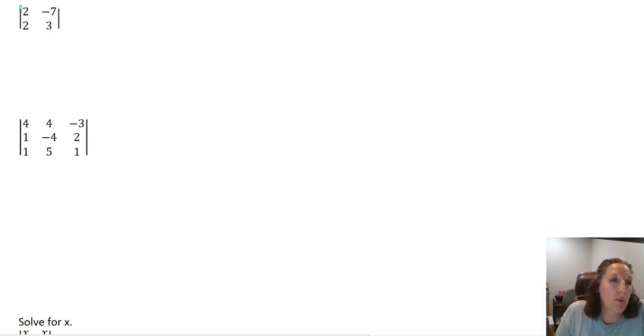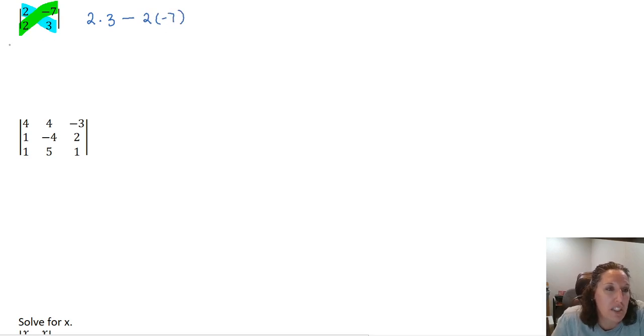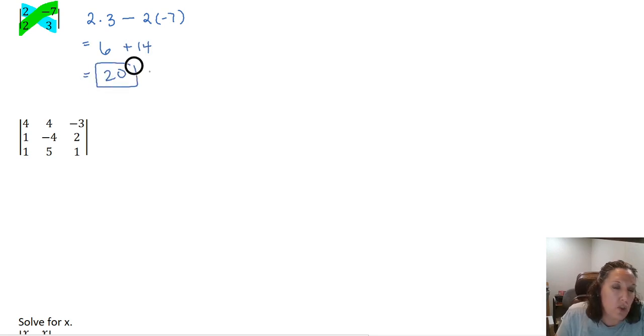What we're going to do is look at our main diagonal, the number in the top left corner and the number in the bottom right corner, and then multiply those two together, so we get 2 times 3. Then we're going to look at our off diagonal, the number in the bottom left and the number in the top right, and subtract the product of those two. So we get 2 times 3 minus 2 times negative 7. So that's going to be 6 plus 14 equals a determinant of 20.